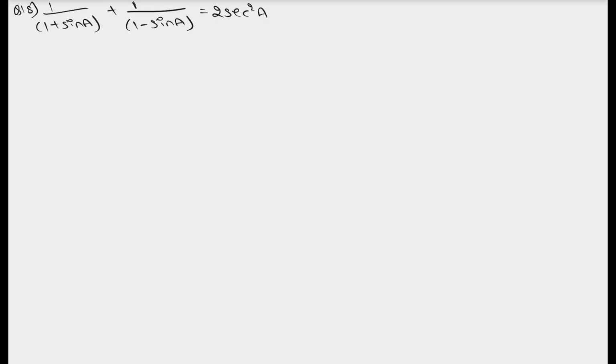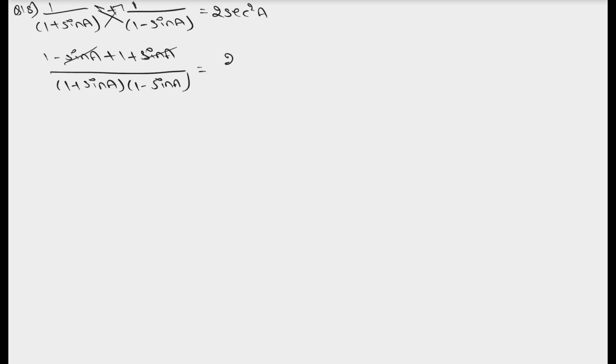Next, question number 18 is 1 by 1 plus sin A plus 1 by 1 minus sin A. So here we just need to take the LCM of these two terms, and the LCM is 1 plus sin A into 1 minus sin A. That means here we need to do cross multiplication. We'll get 1 minus sin A plus 1 plus sin A by the product of these two terms, that is 1 plus sin A and 1 minus sin A. And in the numerator, the minus sign and plus sign get cancelled. So here we have 1 plus 1 is 2.